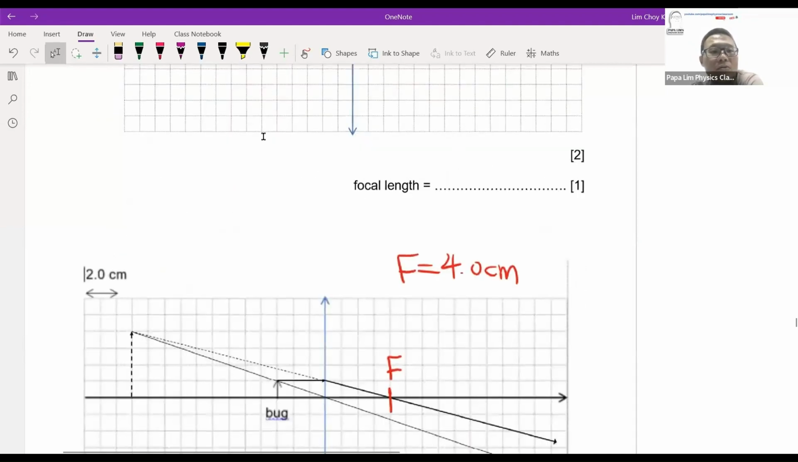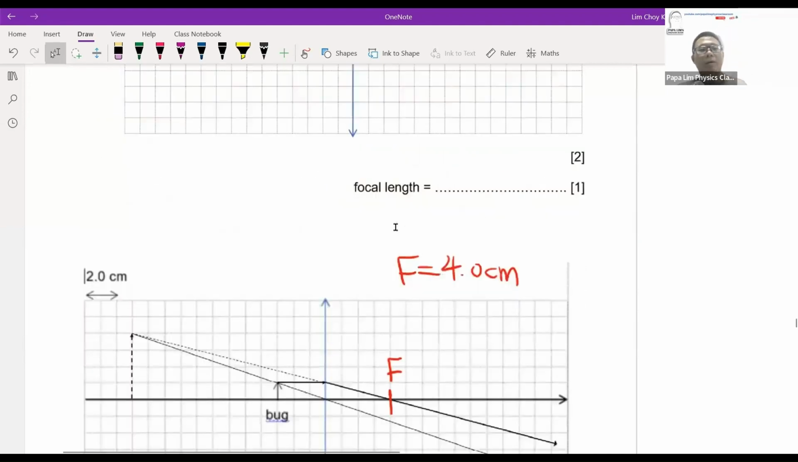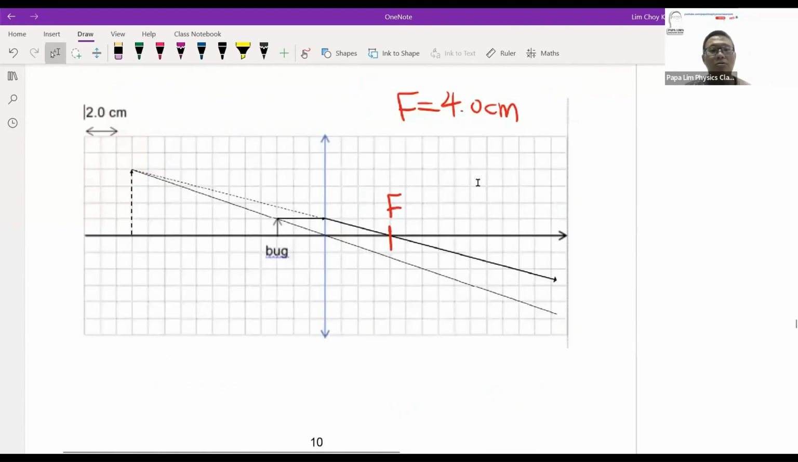There's the answer here for you to take a look. You might want to check your answer. The focal length is actually 4 cm.